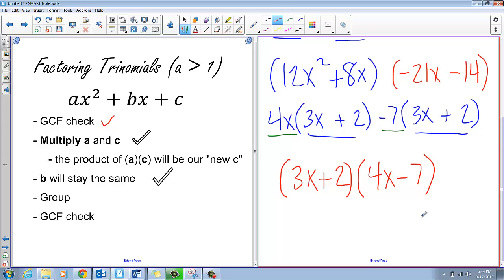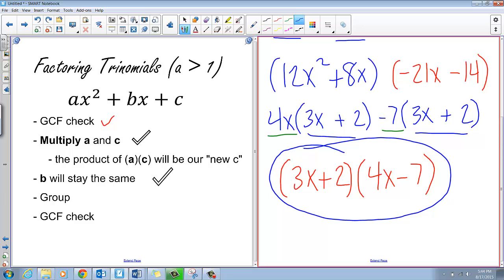So now our final check, we always want to do a GCF check. Is there a GCF between these two numbers? No. GCF between these two numbers? No. So you know your answer must be complete and you are finished, and that is the answer.